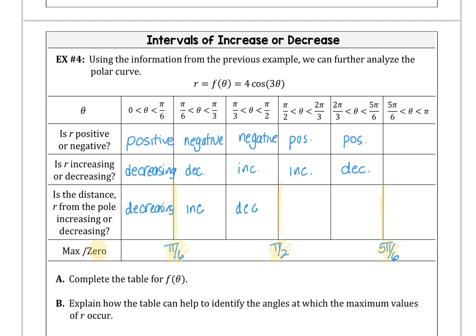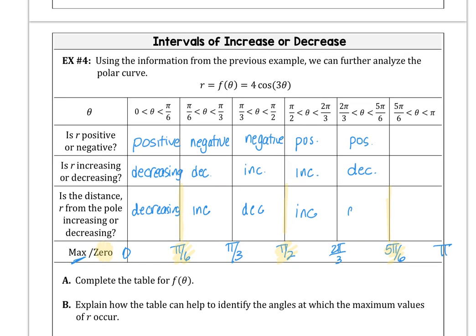In the next section, for pi over 2 to 2 pi over 3, r was positive, but it was increasing, so the distance from the pole was increasing. That made 2 pi over 3 a maximum, just like pi over 3 was a maximum, and 0 was a maximum, and pi was a maximum. In this next section, we were decreasing because we headed back to 0, and then we were increasing, and the r values were negative here, and they were decreasing, but the distance from the pole was getting larger.